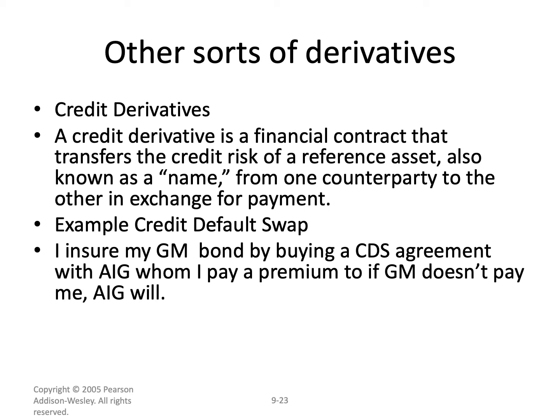You can insure, say, General Motors bond by buying a credit default swap agreement with, say, AIG, American Insurance Group, and you pay a premium to this if General Motors defaults and doesn't pay you. In this case, if they default, AIG will pay the default, the money that you would expect, but you pay a premium like an insurance to do that.